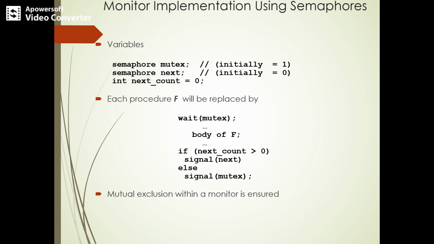So next is also initialized to 0 here. Once the resumed process leaves, then the signal process can enter, or you can say the signal process must wait until the resumed process leaves. So for that purpose, we have defined the next semaphore, which was initialized to 0.